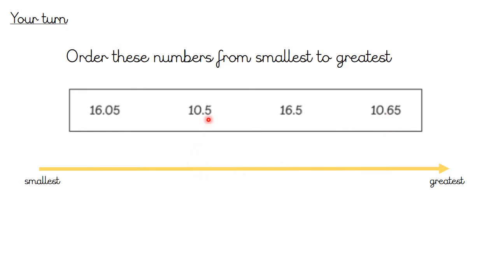Now we know that a number with fewer tenths is smaller, so the smallest number of these 4 is 10.5, and then we know as this is the only other 10, 10.65. Now, which number is smaller, 16.5 or 16.05? So we need to look in our tenths column. Well, this number has no tenths at all, and this number has 5 tenths. So this number is obviously smaller. So the next number in our sequence would be 16.05, leaving the greatest number out of these 4 numbers as 16.5.